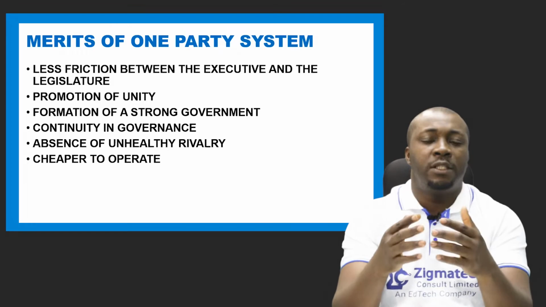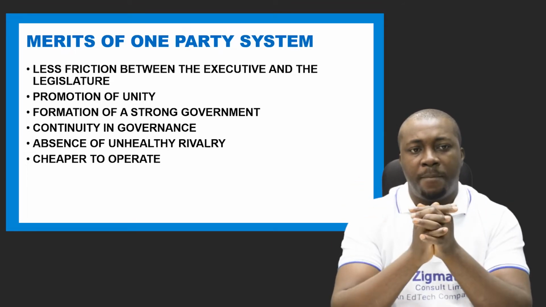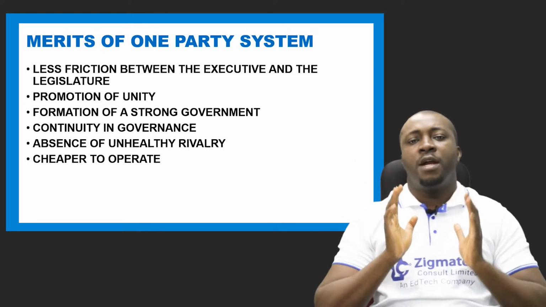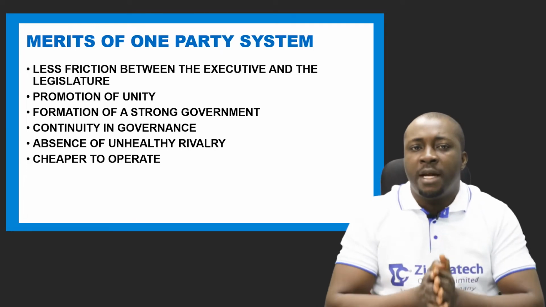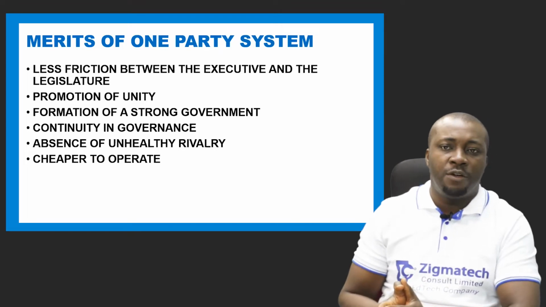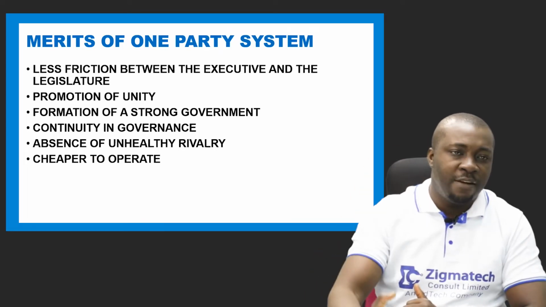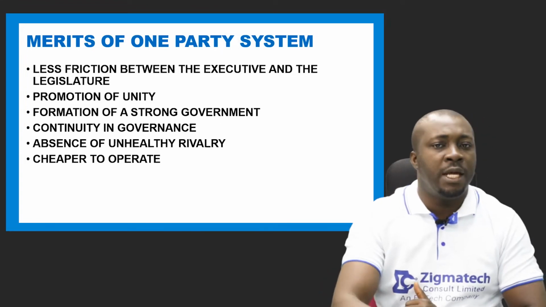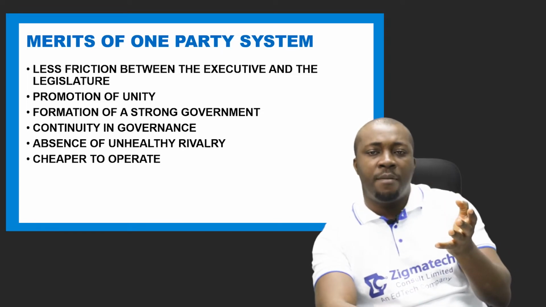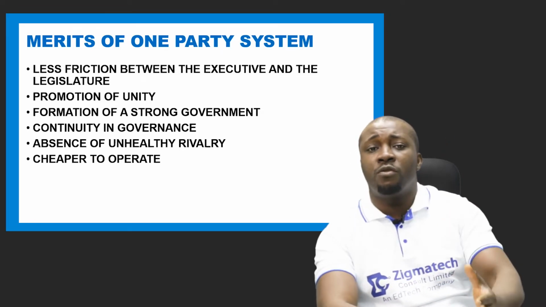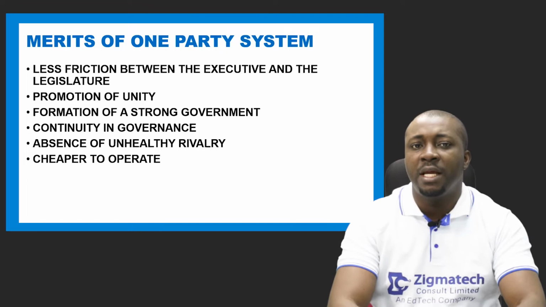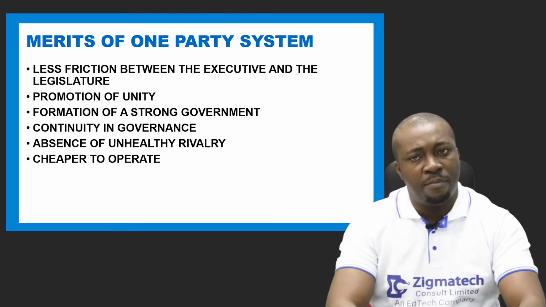Then there is continuity in governance in a one-party state. Why do we say continuity in governance? We have one party, and the party has a manifesto. So it means that any government emerging from this party will continue to operate the manifesto, the ideology of the party. So we're not going to have a situation where another set of government will come in and begin to operate a different ideology and program. So we see better stability and continuity in governance in a one-party system.